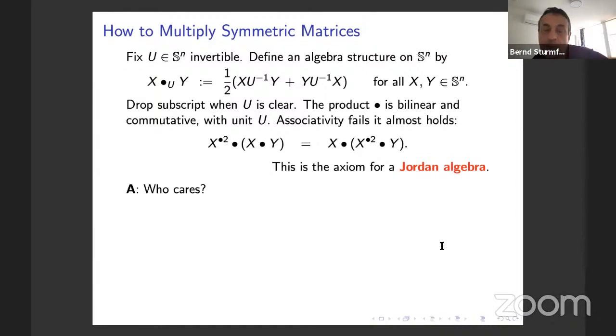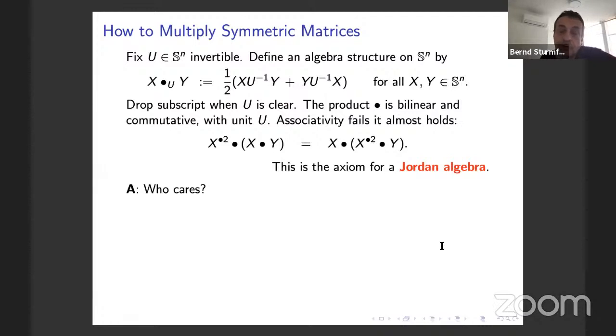Well, it's a stupid question, right? If you have 2 square matrices of the same size, you just multiply them and you get a square matrix of this size. But the problem with multiplying symmetric matrices is that in general, you don't get a symmetric matrix back. So what I mean is, how can you multiply 2 symmetric matrices and get a symmetric matrix back?